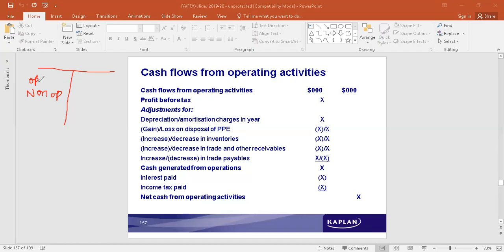We see some of the transactions are operating, buying and selling of goods. Some of them are non-operating in nature, like loss on sale of asset or dividend paid, any kind of profits that are set aside. So those things are non-operating in nature. We also see that these transactions are in the form of cash and non-cash also. So out of the operating, we see some of them are cash, some of them are non-cash.